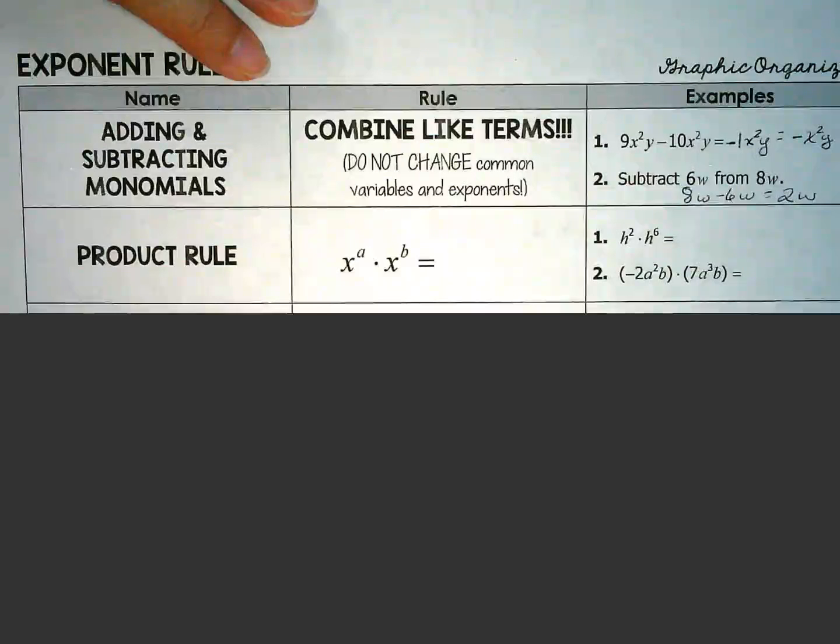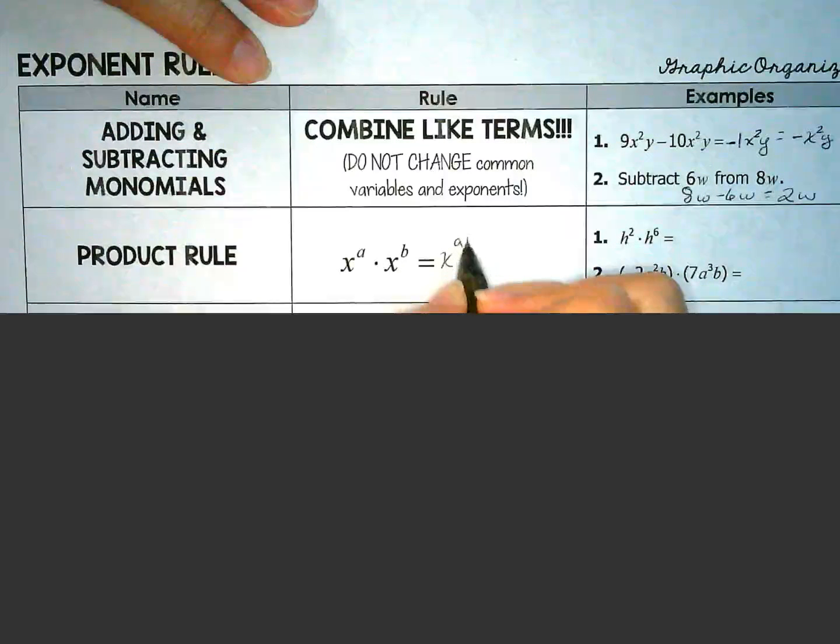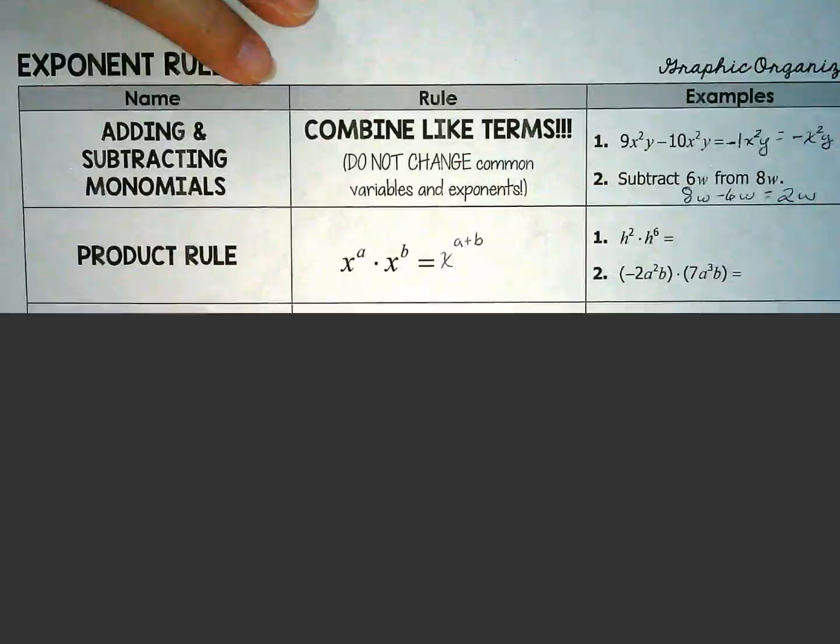Now, product rule is a little bit different. Here, anytime we're multiplying two things that have the same base, so the base is x here, and they both have the same base, and we're multiplying, we're going to add the exponents. So what this looks like is x, so we keep the base, but now we're going to bring the exponents together and give us a plus b. So now let's look at that as a real problem.